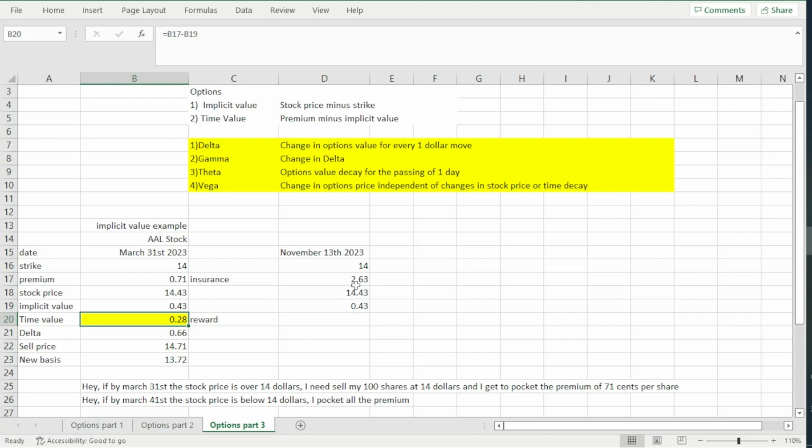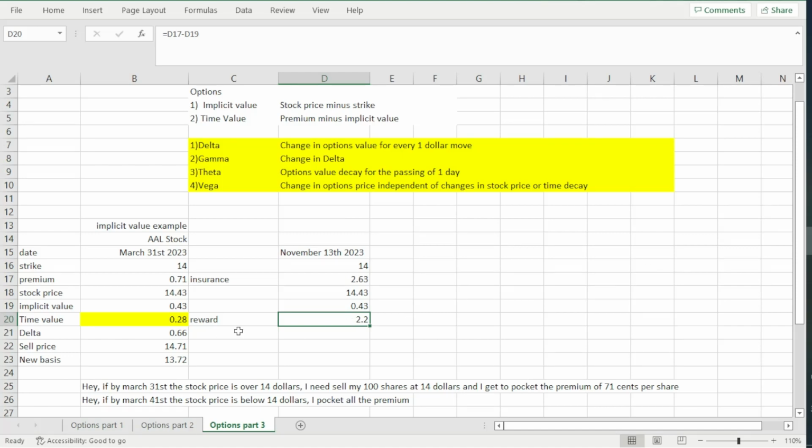So now we're looking at this formula right here. Time value is premium minus the implicit value. So now we're going to get our premium and subtract it by the implicit value. You're going to notice that our time value went up significantly. Well, that's because our contract went out further in time. So now there's more variables that could happen between now and November 13th. So we are getting paid more in time value for this premium, essentially. So our premium goes up because there's more time value attached to it.